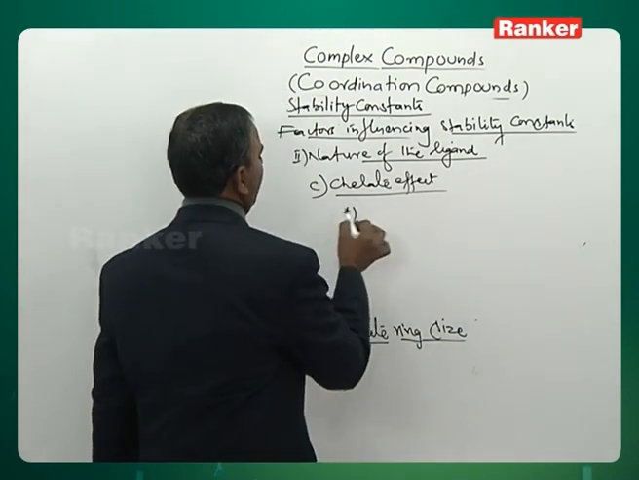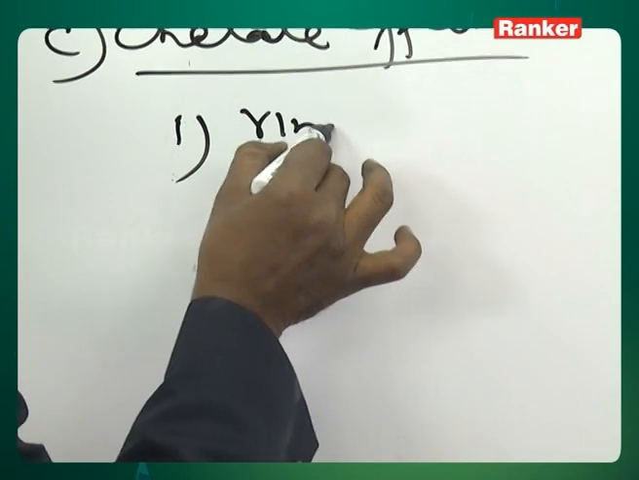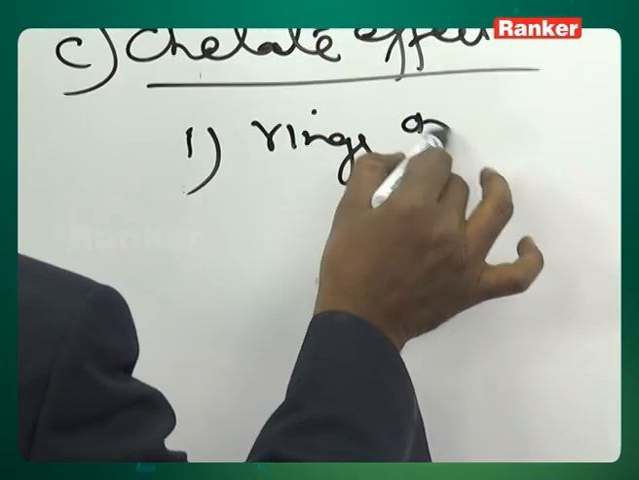See, it may be due to formation of rings around the metal ion. Formation of rings around the metal ion.